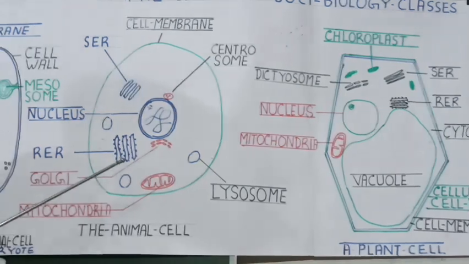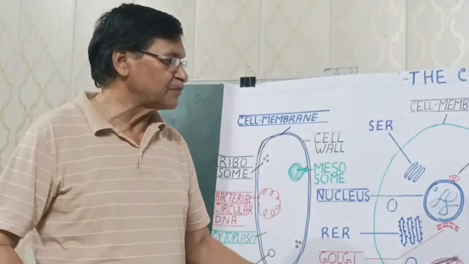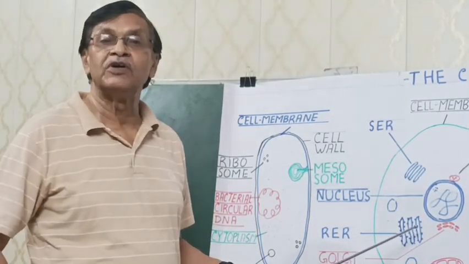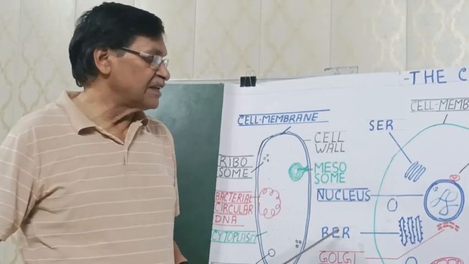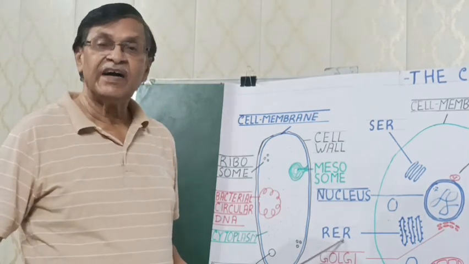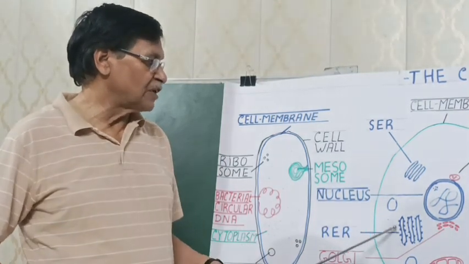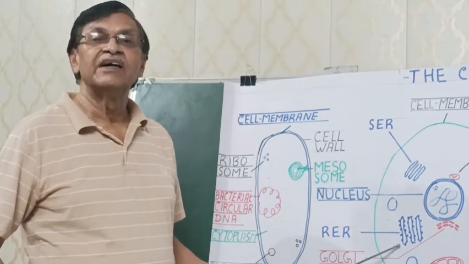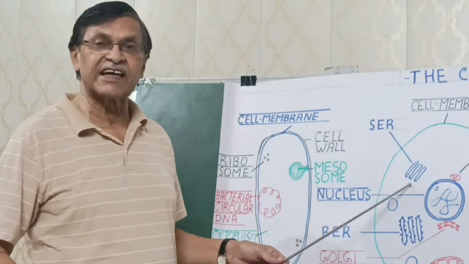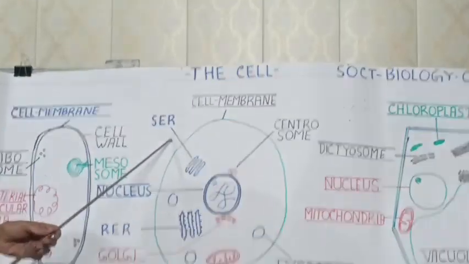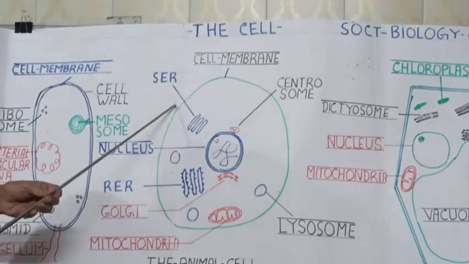Then, like a network of roads in a city, all over the cell we have a network of double-walled tubules called ER or endoplasmic reticulum. Endoplasmic reticulum is of two types. Some have attached ribosomes, and they are for transport of proteins. Some do not have attached ribosomes, and they are called SER or smooth endoplasmic reticulum. They are for transport of lipids.